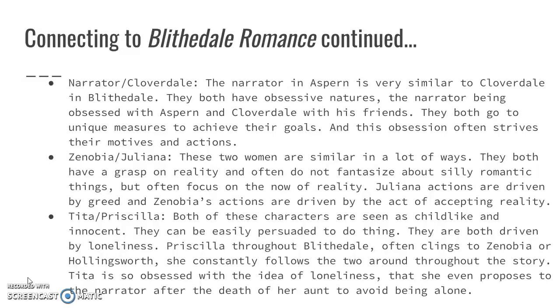Tita and Priscilla. Both of these characters are seen as childlike and innocent. They can be easily persuaded to do things. They are both driven by loneliness. Priscilla, throughout Blithedale, often clings to Zenobia or Hollingsworth. She constantly follows the two around throughout the story. Tita is so obsessed with the idea of loneliness that she even proposes to the narrator after the death of her aunt to avoid being alone.